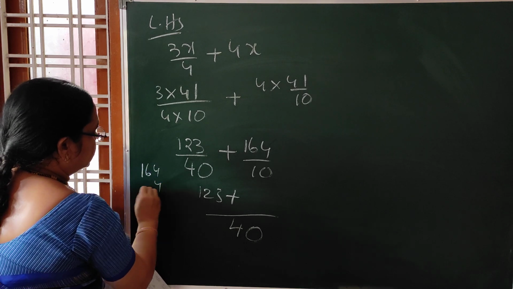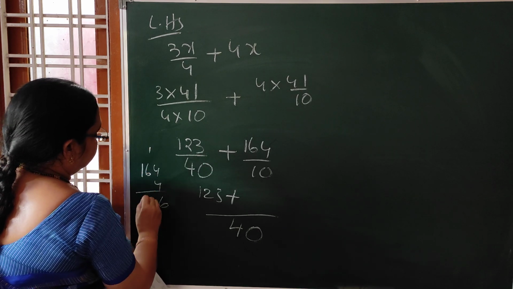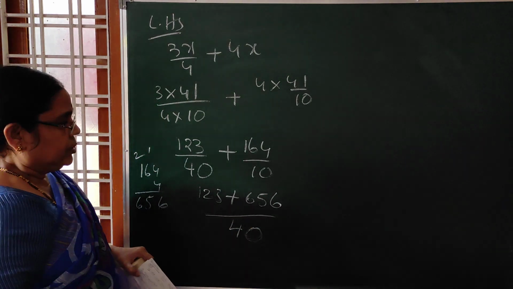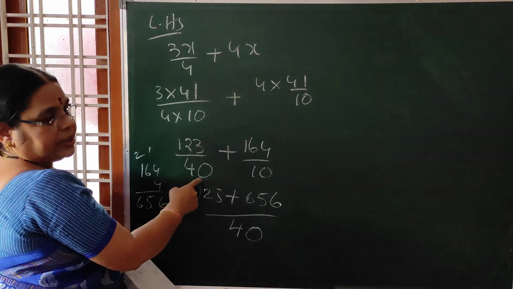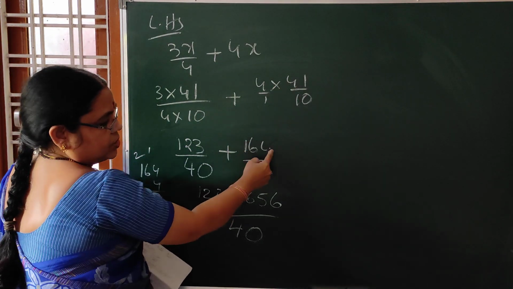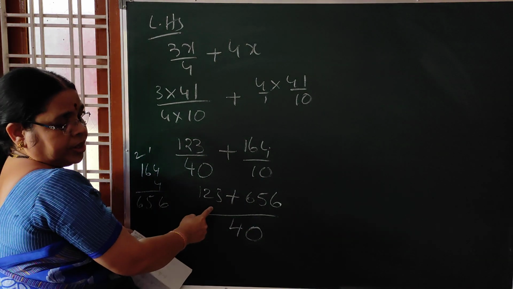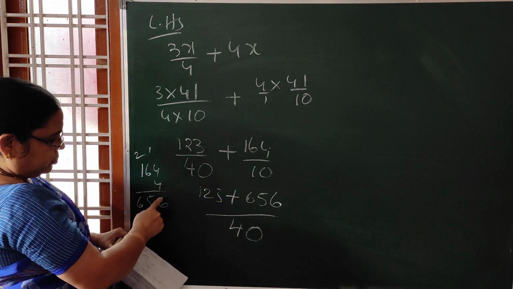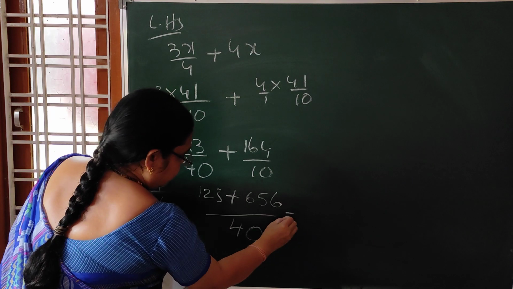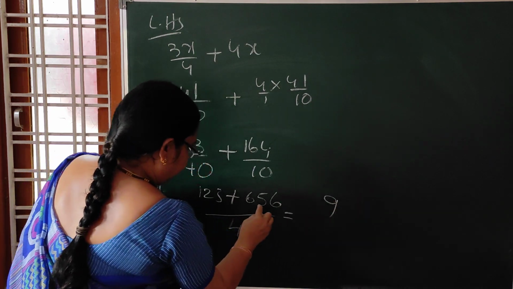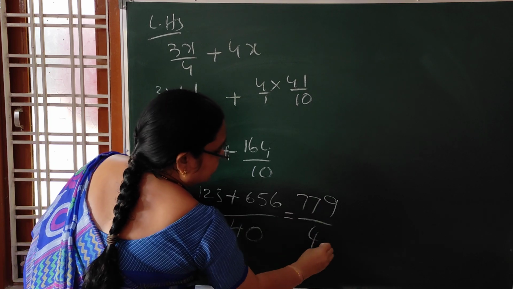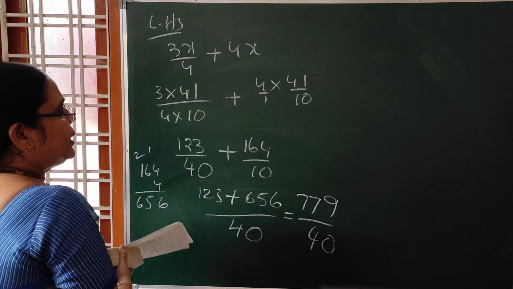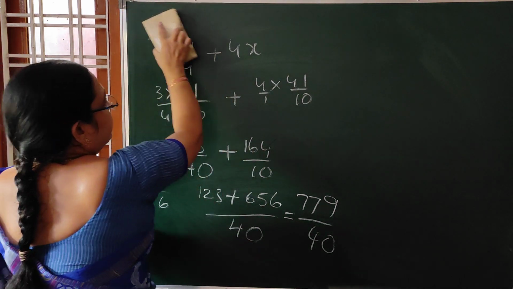164 into 4 is how much? 4 6s are 24, 25, 4 5s are 20 plus 6, 656. So this is 123 by 40 plus this is 164 by 10. 40 is the LCM. 123 plus 164 into 4 is 656. So this is equal to how much? 779 by 40. LHS you got 779 by 40. So RHS also you should get 779 by 40.